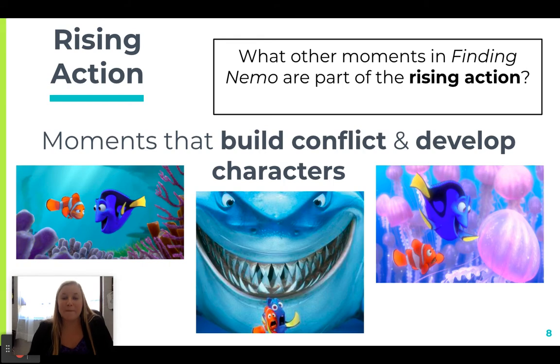All right, after the conflict, we're going to move into rising action. Rising action are the moments that build up the conflict, maybe build up some suspense or tension, and they also help develop our characters. So in Finding Nemo, part of the rising action is when we meet Dory, of course, the forgetful fish. We also meet the vegetarian shark, Bruce. Dory meets all the little jellyfish that are bouncing around. We also meet the sea turtles. That's also part of the rising action. And the seagulls. That's part of the rising action too. Usually the rising action is going to be the biggest chunk of a story.